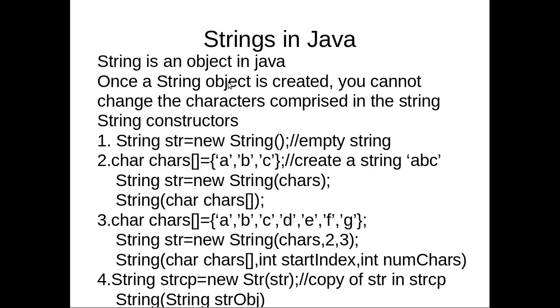Now we are going to discuss strings in Java. String is an object in Java. Once a string object is created, you cannot change the characters comprised in the string. That means, apart from C and C++, here in Java, a string is actually an object. Once you have created an object of type string, you cannot change the content of that string.